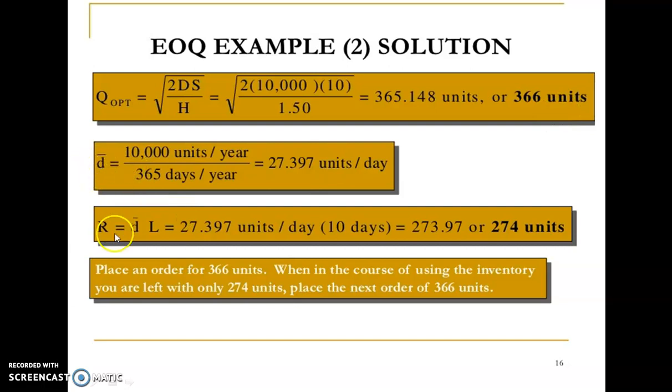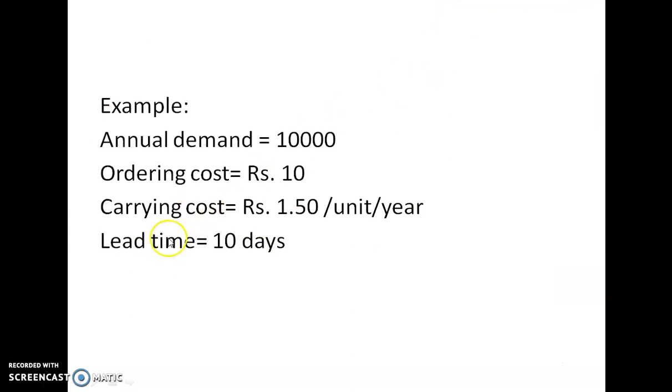And to find the reorder point or reorder level, it is D bar into L. D bar is the demand per day: 10,000 units per year divided by 365 days per year, which is equal to 27.397 units per day. So R by N: R is 10,000 divided by the number of days, 365, so 27.397. And reorder level is D bar into L, where L is the lead time. The lead time is 10 days. Lead time is the time interval between placing an order and receiving it.